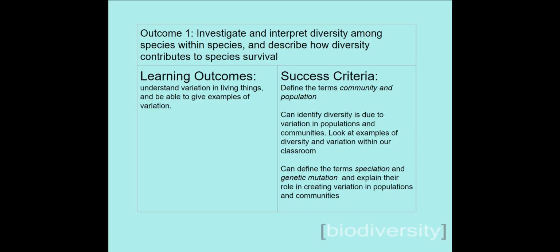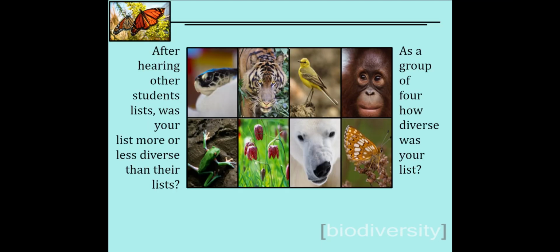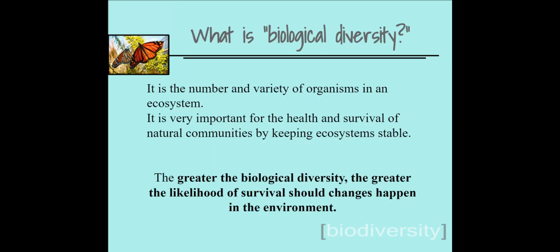I'm looking for you to be able to define the terms community and population, and identify that diversity is due to variation in populations. So look at examples of diversity and variation within our classroom or within people around you, and define the terms speciation and genetic mutation and explain their role in creating variations. So this is what we're covering today: diversity among species, within species, and how it contributes to survival.